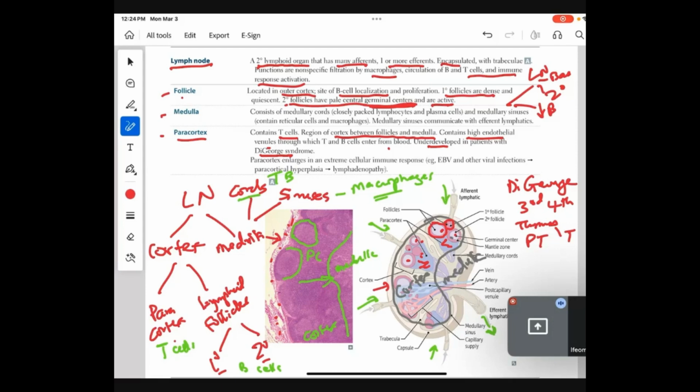So those patients will also be predisposed to recurrent infections, okay, particularly viral, fungal infections, right?